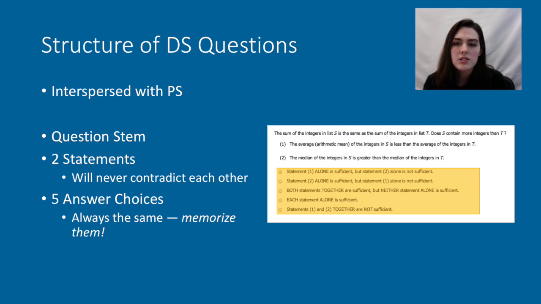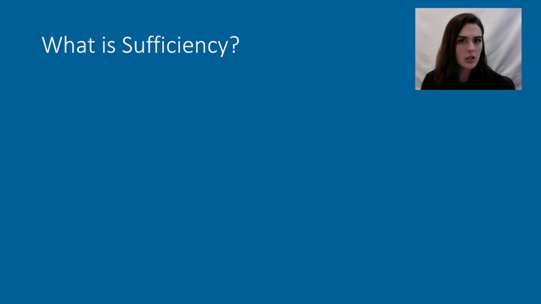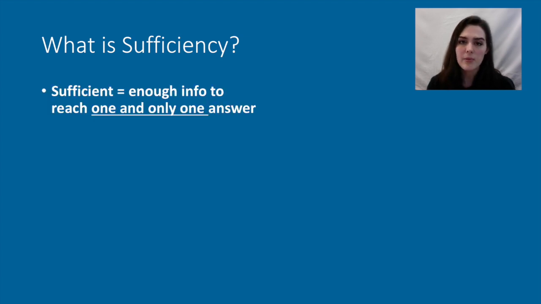Now, those 5 answer choices deal with the concept of sufficiency. But what does that mean? What does it mean for a statement to be sufficient to answer the question? On the GMAT, the concept of sufficiency is defined as having enough information to reach one and only one answer. Now, this concept of one and only one is critical. So if we reach 2 possible answers, it is not sufficient. So there are 2 different types of data sufficiency questions, and what sufficient means varies a little bit depending on which type of question we have.